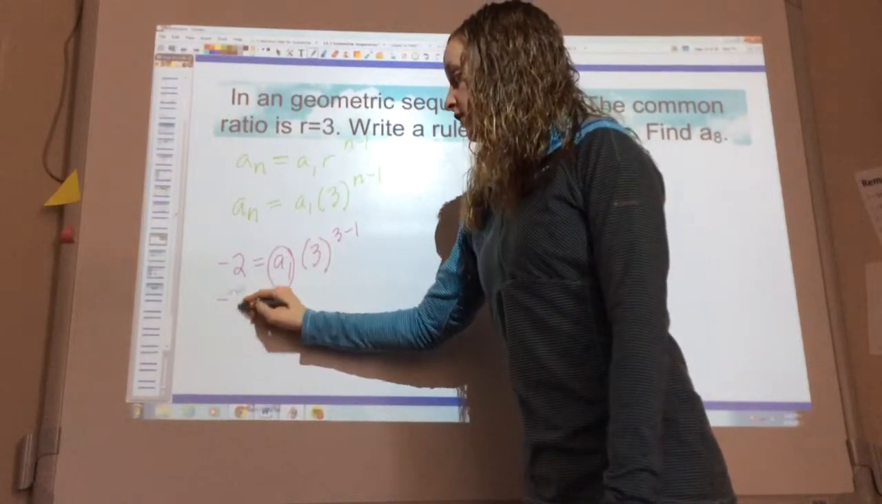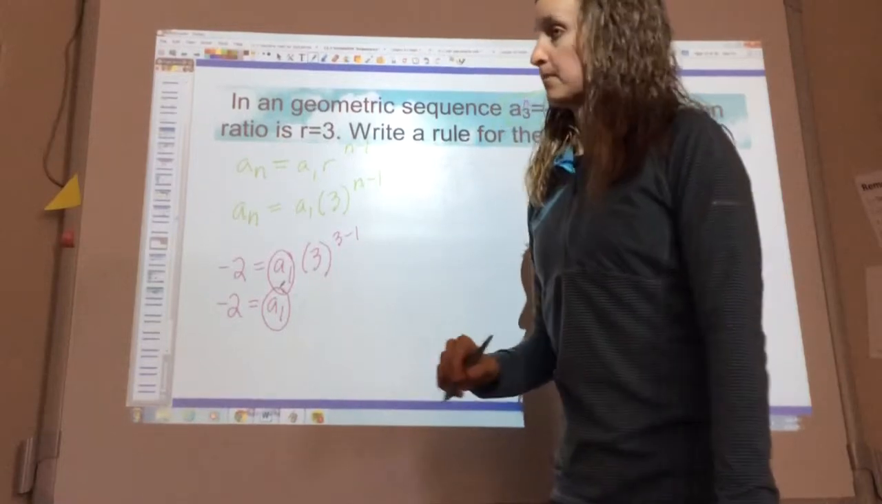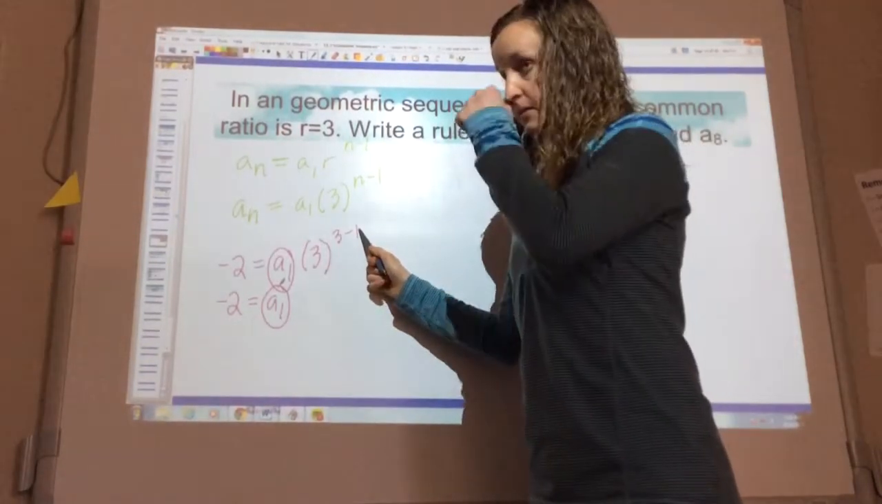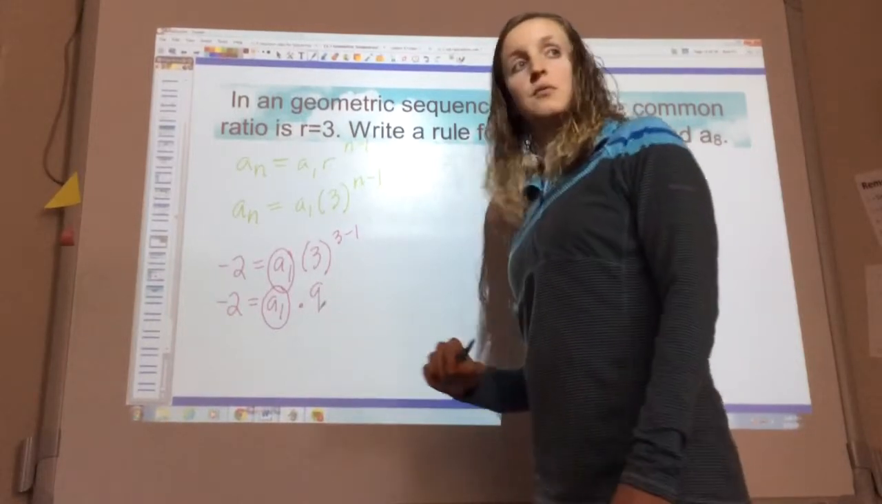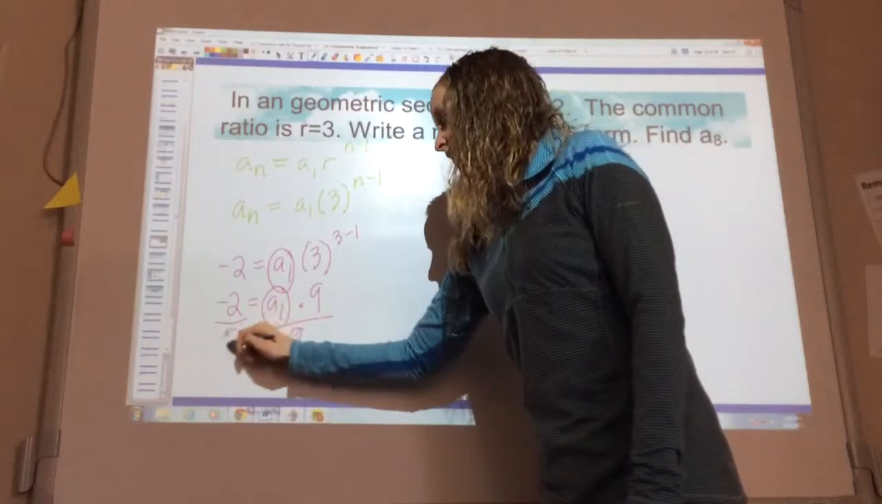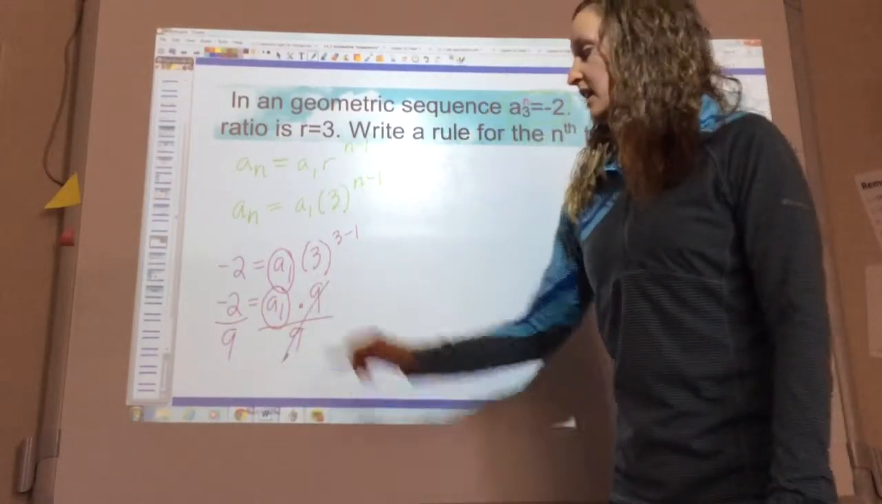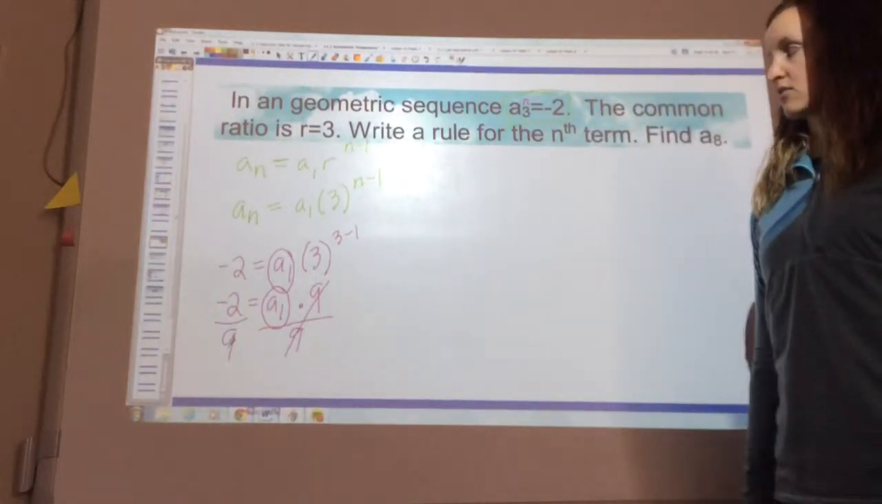So let's follow our order of operations, which tells us to start with what? Exponents. 3 minus 1 is 2. 3 squared is 9. So what do we have to do next? Divide by 9. Very good. All right, so we have that, and we just found out that our first term is -2/9.